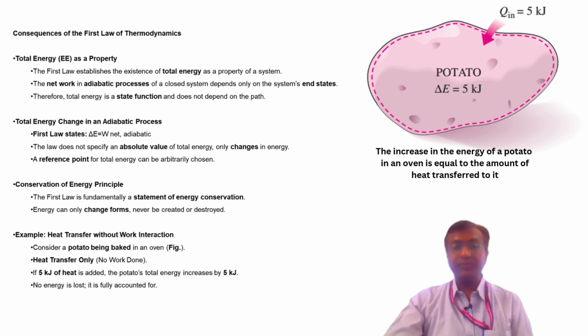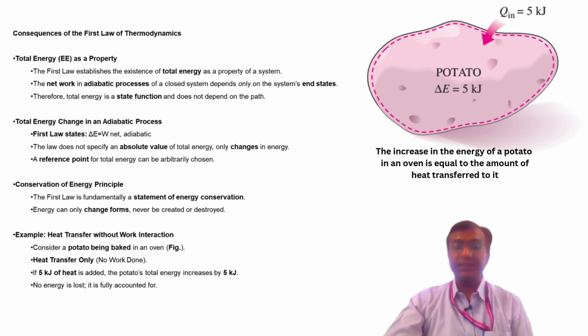In an adiabatic process, there is no heat transfer between the system and its surroundings. Therefore, any change in the system's total energy must be due to the work done on or by the system. Since the net work done depends only on the initial and final states of the system, it follows that the total energy is a state function. This means that the change in total energy depends not on the path taken by the system, but only on the initial and final states.